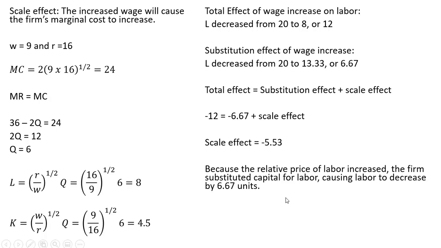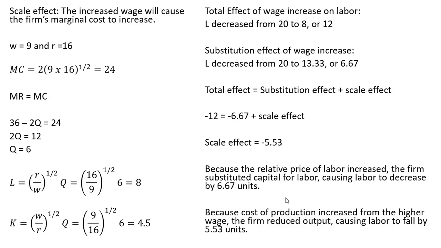So because the relative price of labor increased, the firm substituted capital for labor, causing labor to decrease by 6.67 units. That is the substitution effect. Because the cost of production increased from the higher wage, as we saw, the marginal cost increased, the firm reduced output, causing labor to fall by 5.53 units. So the 6.67 plus the 5.53 is the total reduction in labor. So we're just decomposing this total reduction in the number of workers hired into a substitution effect and a scale effect.